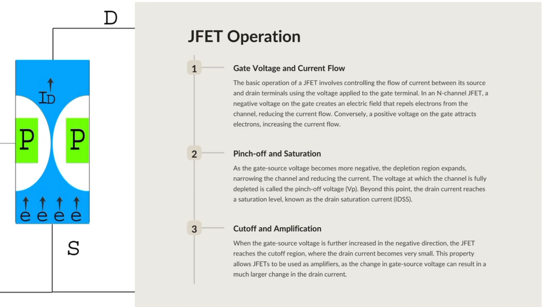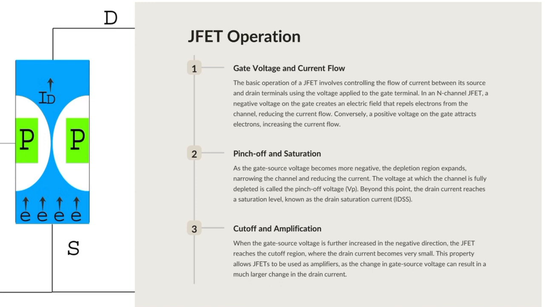Pinch-off and saturation. As the gate-source voltage becomes more negative, the depletion region expands, narrowing the channel and reducing the current. The voltage at which the channel is fully depleted is called the pinch-off voltage, Vp. Beyond this point, the drain current reaches a saturation level, known as the drain saturation current, IDSS.